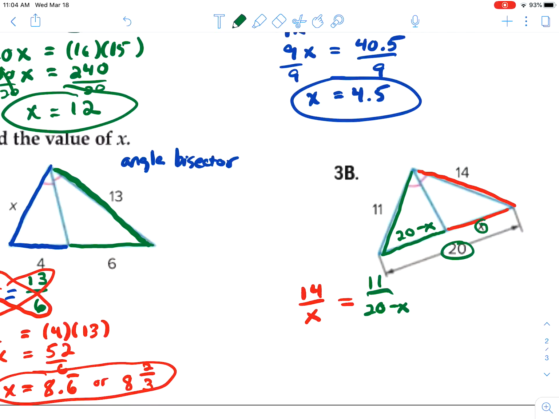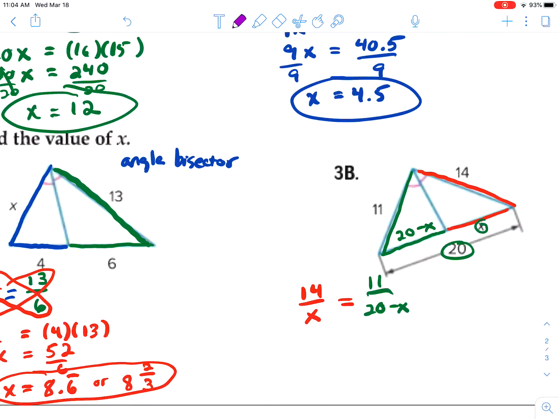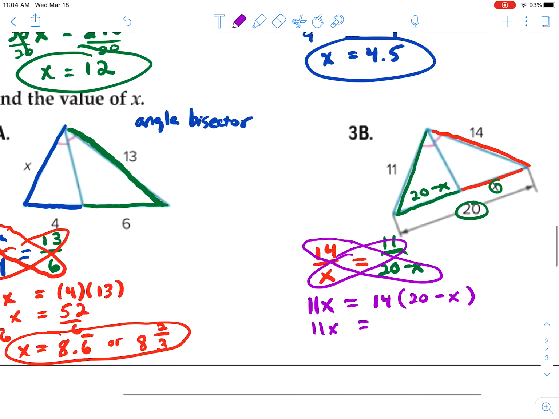And so let's go ahead and solve this one. Keep changing up our colors. Let's go purple. And so 11 times x is equal to 14 times 20 minus x. So 11x is equal to 14 times 20, so 280 minus 14x.